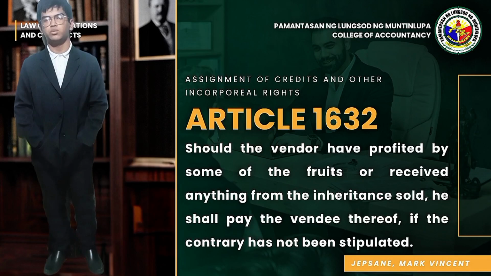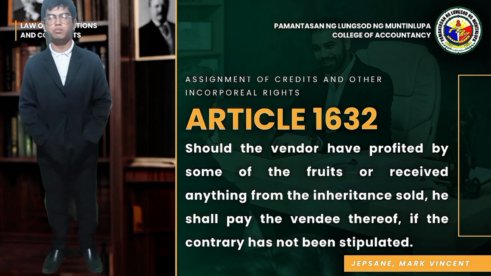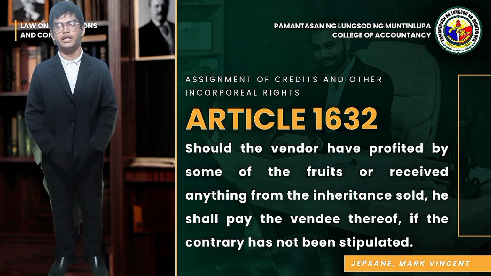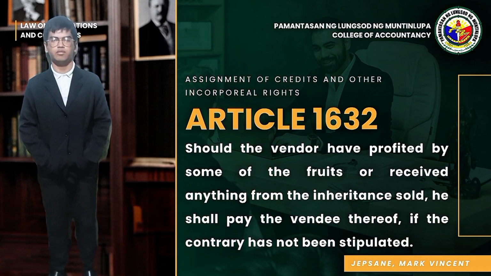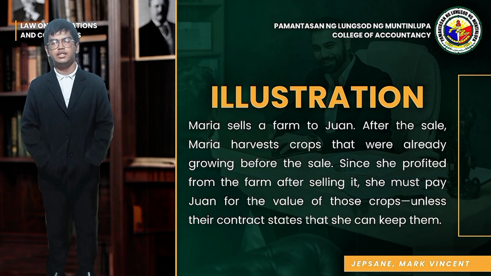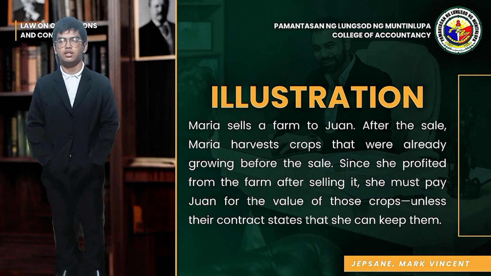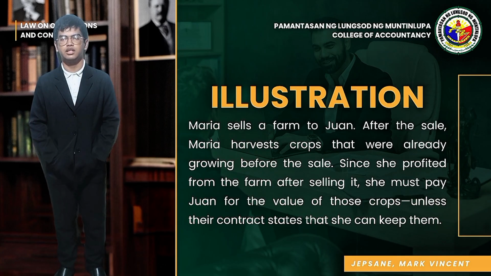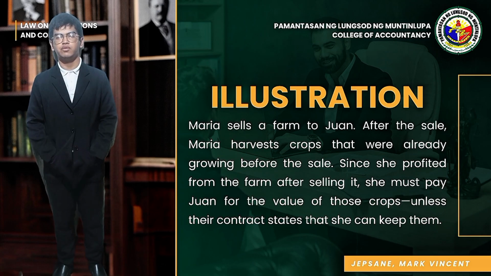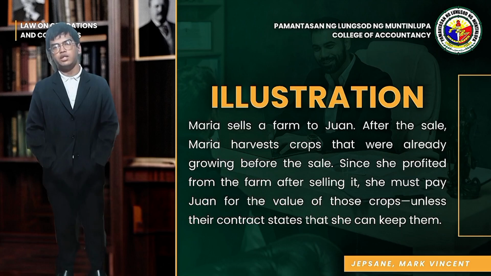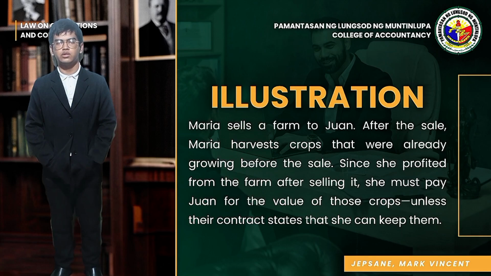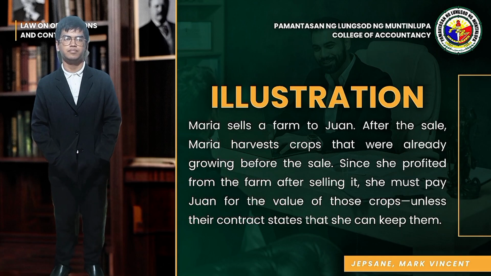Article 1632. Should the vendor have profited by some of the fruits or received anything from the inheritance sold, he shall pay the vendee thereof, if the contrary has not been stipulated. For example, Maria sells her farm to Juan. After the sale, Maria harvests crops that were already growing before the sale. Since she profited from the farm after selling it, she must pay Juan for the value of those crops, unless their contract states that she can keep them.